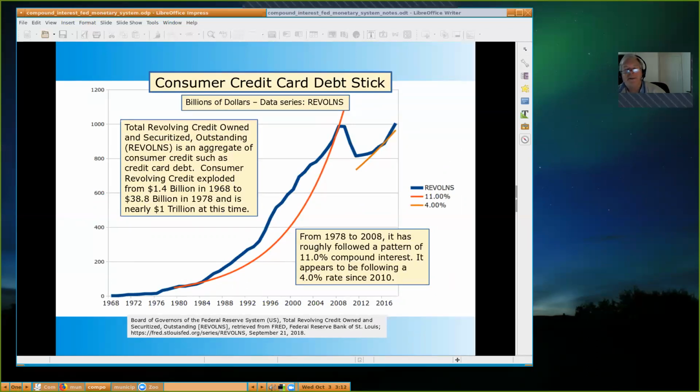So the revolving credit has followed the 11% compound rate, which is much higher than the money supply, and this went on up until 2008, and then it went down quite a bit. It seems to be around 4% now, but that's just a guess. That curve is not smooth enough to make any kind of prediction with. Anyway, it has grown up to be quite a bit.